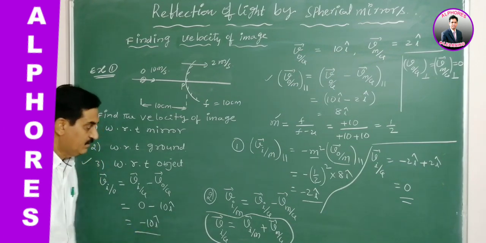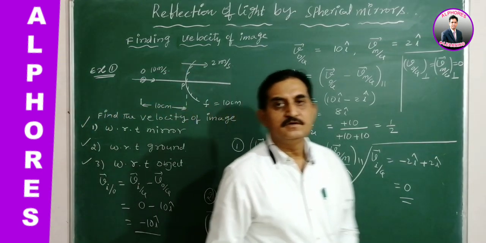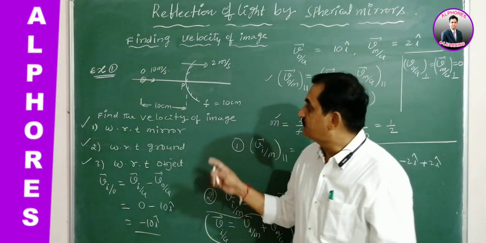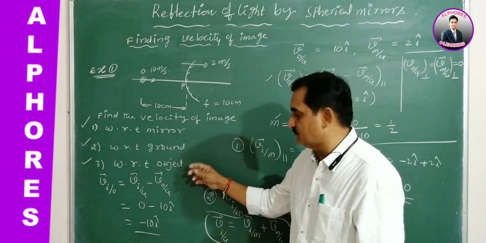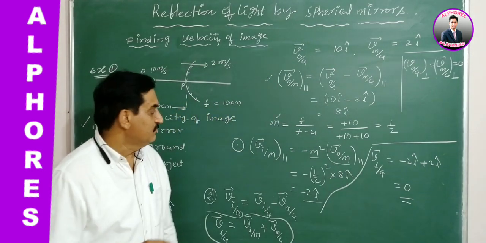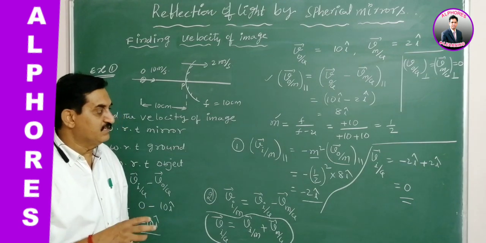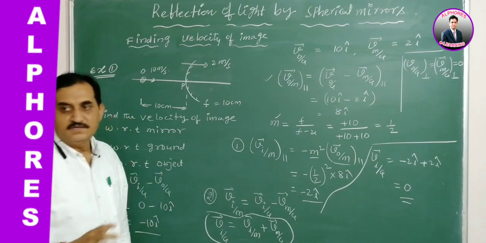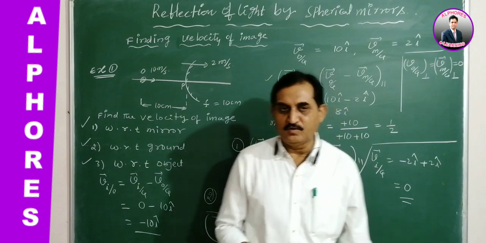The third question is over. So this is the way to find the velocity of image in a spherical mirror in three different situations: with respect to mirror, with respect to ground, and with respect to object. Every time, remember that while writing the formula, the quantities presented in it are to be developed first and put in, then simplify and you will get the answer. Okay, let us go for the next problem.